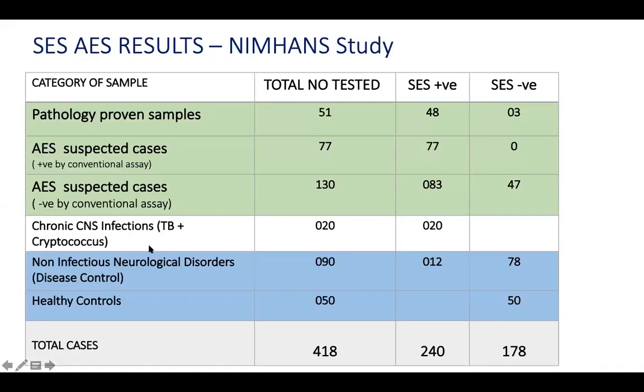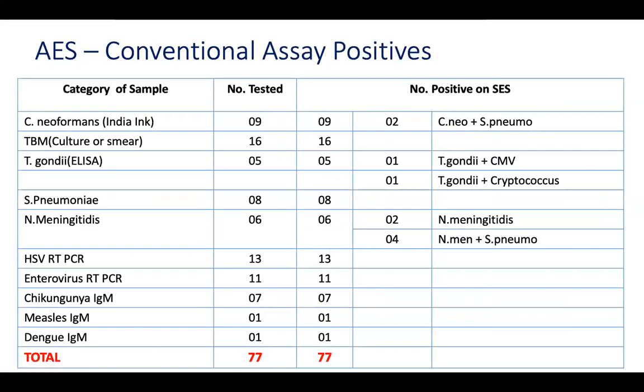Then we tested 207 cases of acute encephalitic syndrome, and all of them were run on the algorithm of 41 tests. Out of them, 77 were positive. Now, what are these cases? You can see here, there are enterovirus positives 11, HSV positives 13, chikungunya IgM positives 7, measles IgM 1, dengue IgM 1, and we picked up the RNA in those cases.